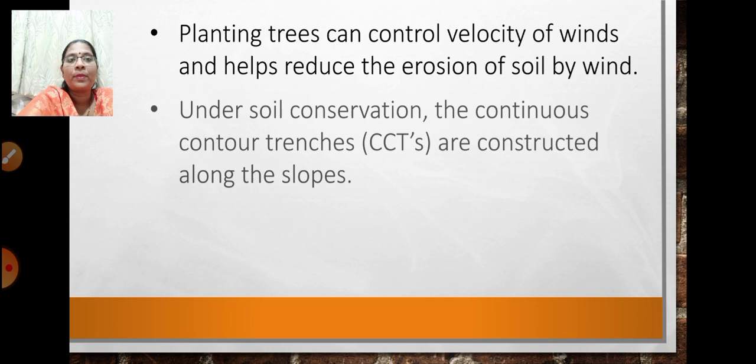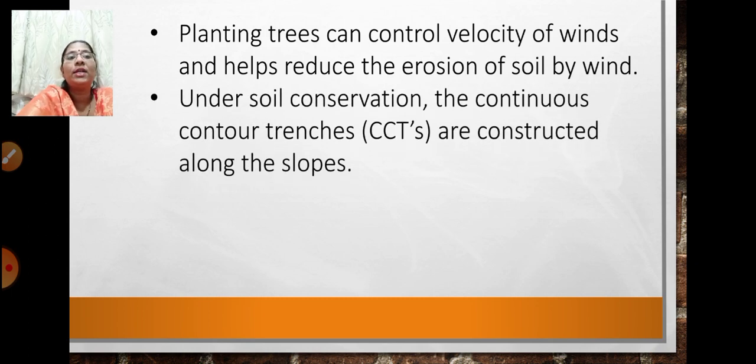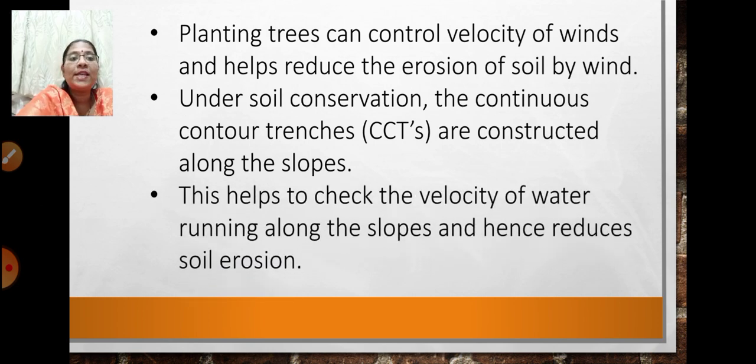Under soil conservation, the continuous contour trenches, that is the CCTs, are constructed along the slopes. This helps to check the velocity of water running along the slopes and hence reduces soil erosion. If there is a slope, these CCTs are constructed so that the velocity of the running water is reduced, and soil erosion is also reduced. So the soil is not washed away because of the CCTs.